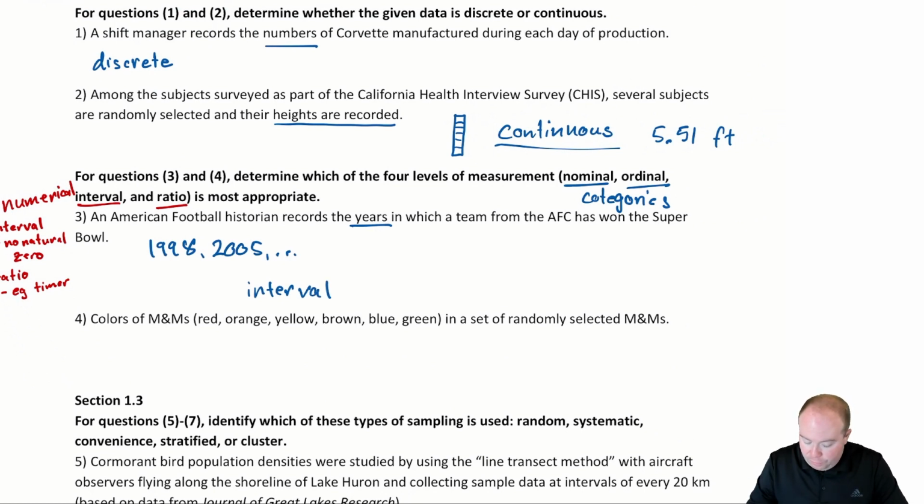Now, in the case of number 4, the color of M&Ms, and here we have the data as red, orange, yellow, brown, blue, green. These are randomly selected, but we're looking at the levels of measurement here. These are categories. If you were to make little buckets, like one bucket for the red, a bucket for the orange, and so on, and then place them in the corresponding bucket. Again, the idea is that there's no hierarchy here, so it is just going to be a nominal level of measurement.